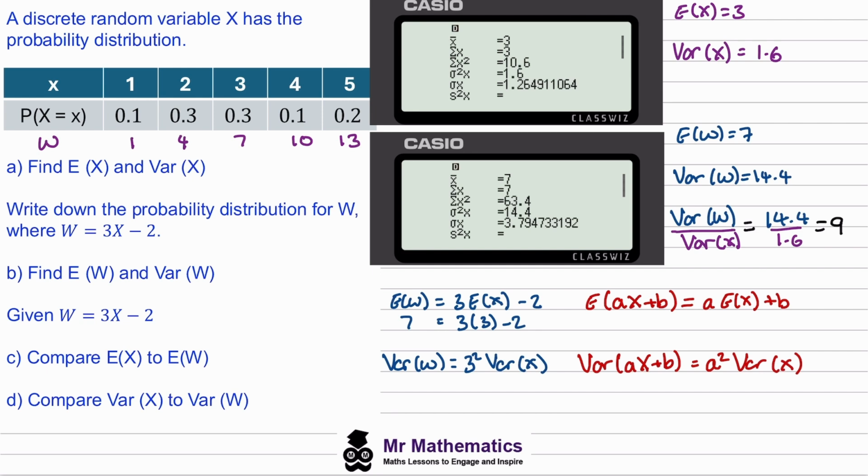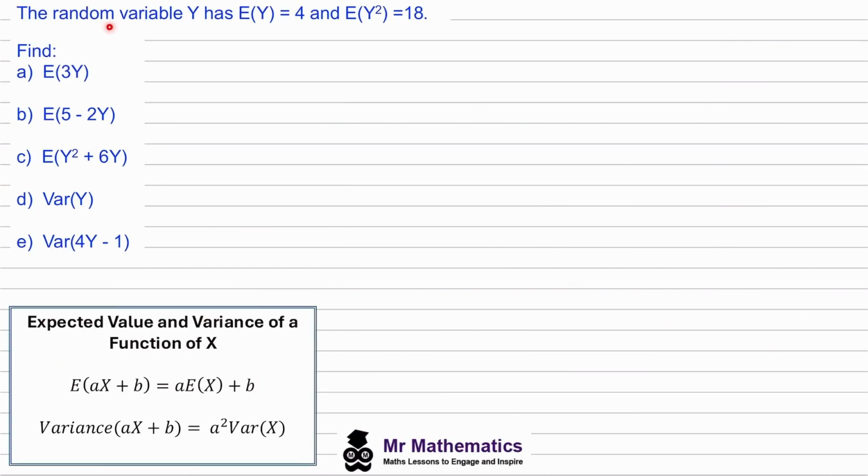Okay, so for question 2, we're told that the random variable y has an expected value of 4, and that the expected value of y squared is 18. We've been asked to work out questions A to E using these two properties we just covered. So perhaps you want to try this question yourself. You can download a copy of a PDF from my website and then pause the video, and when you come back, we'll go through each of these questions. Okay, so I'll come back if you had a go.